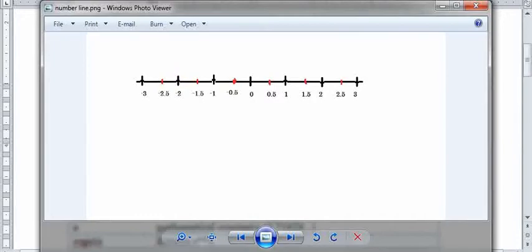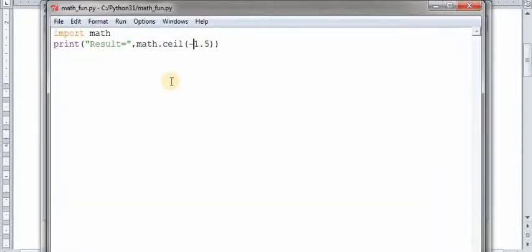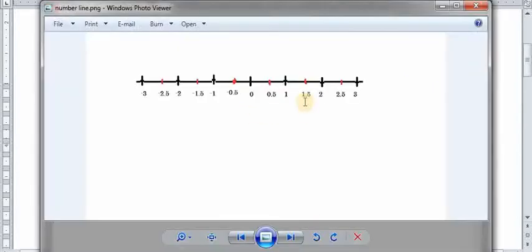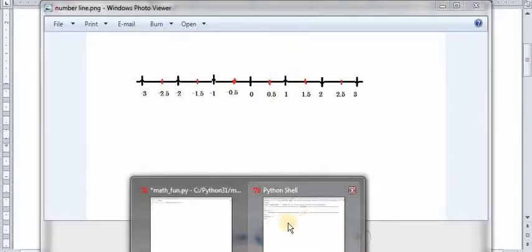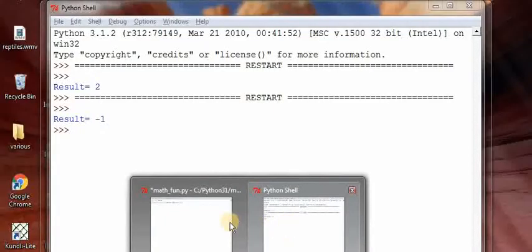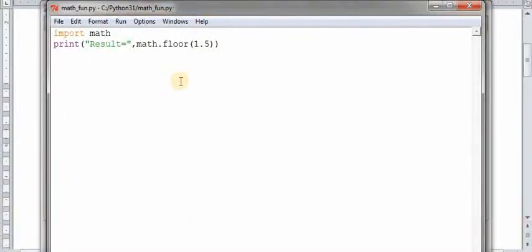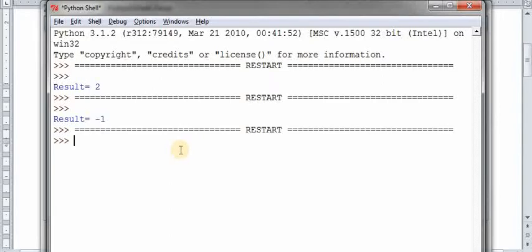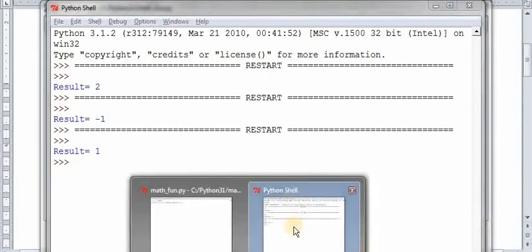Now let's check it using the floor function. In the floor function, suppose I am using 1.5, then guess what will return? 1.5 is closer to 1, so it will return 1. Save it and run it. So what will be the result? It is 1. Now use a negative value.